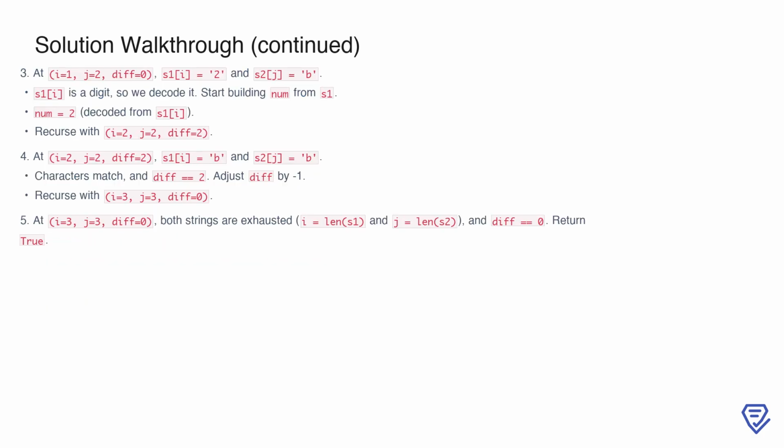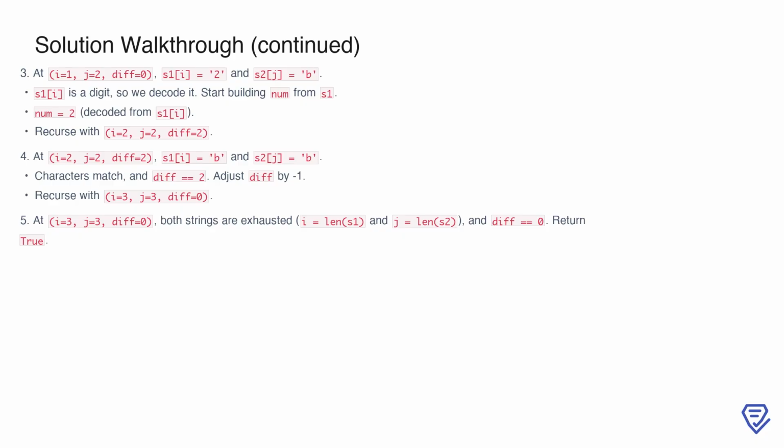At this stage, we have i equals 1, j equals 2, and diff equals 0. Now, s1[i] is 2 and s2[j] is b. Since s1[i] is a digit, we decode it to get the number 2. This increases the length difference, so we update diff to 2 and move to the next state, i equals 2, j equals 2, diff equals 2. Here, s1[i] is b and s2[j] is also b. The characters match again, and with diff equals 2, we decrease the difference by 1 to diff equals 1. Finally, we proceed to the state i equals 3, j equals 3, diff equals 0.